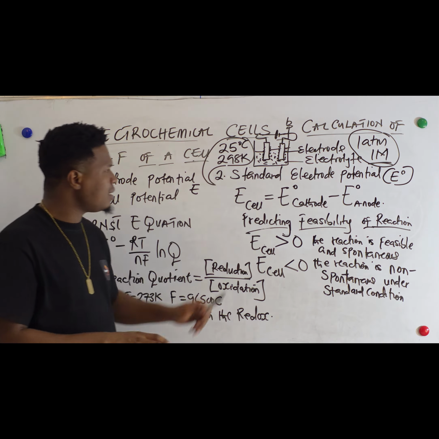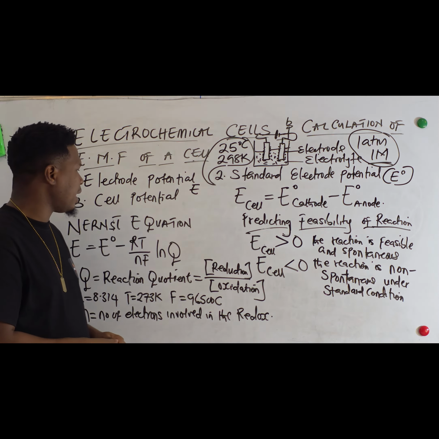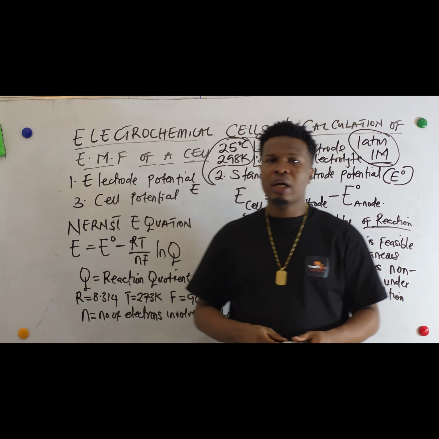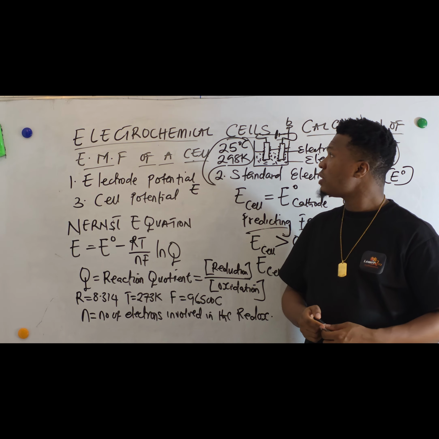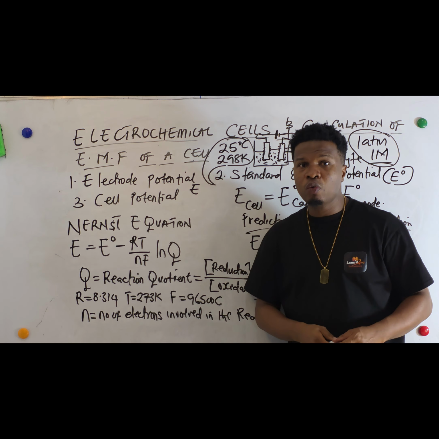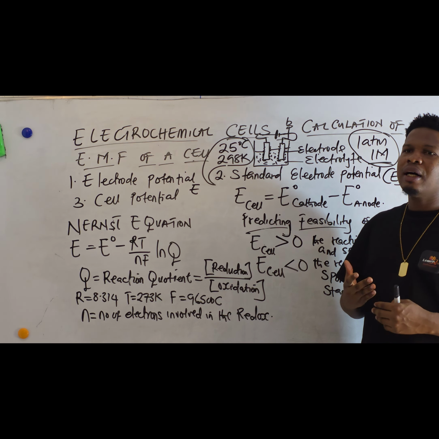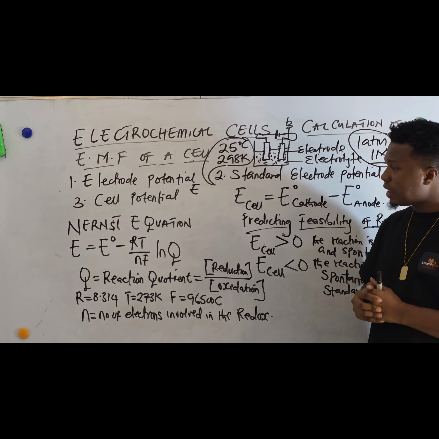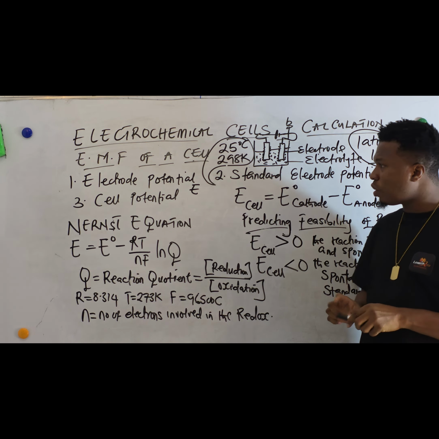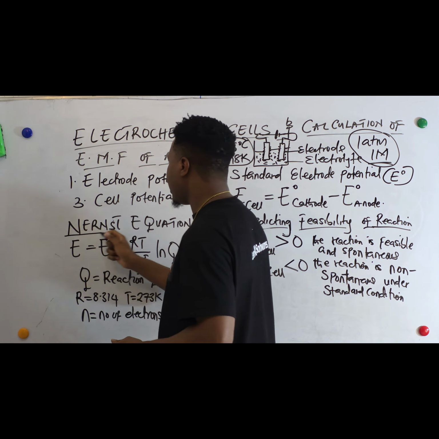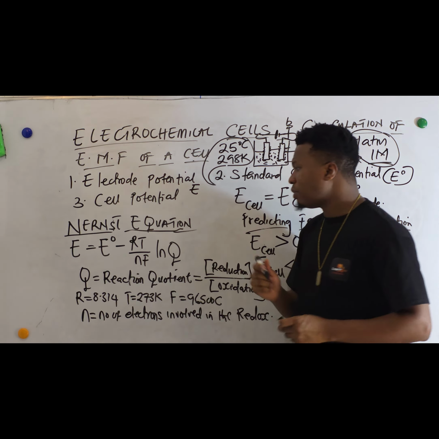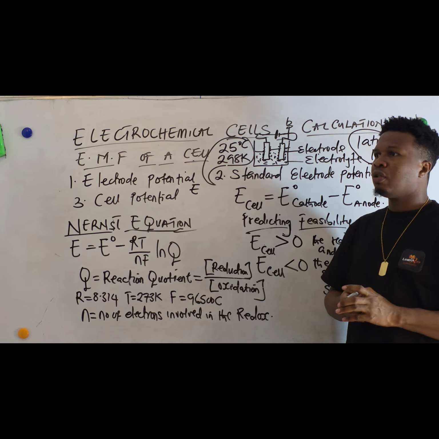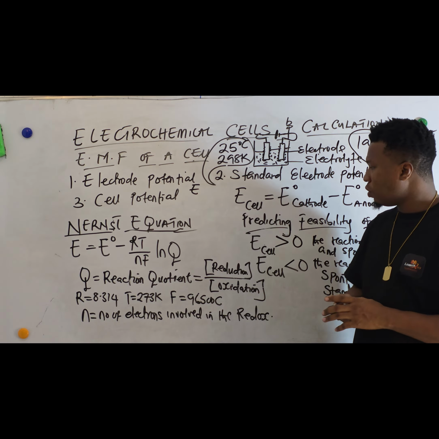Okay, so this is how we can predict feasibility of this reaction. Now, there's an equation that we use in electrochemical cells and calculations. There's an equation we use to calculate the electric potential or the EMF of the cell, or the cell potential, and that equation is called the Nernst equation. This Nernst equation is important because we also use it to predict the direction of the reaction, where the reaction will go.